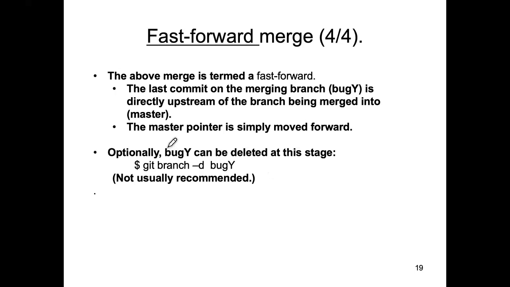Now, if you want to, you can go away and delete the bug Y branch, which really just means deleting the file. That's the command to do it, but we don't tend to do that actually. We tend to leave all of our branches because it's a truer reflection of the history of the project's evolution. I suppose the only time you might do it is if you were doing some experimental work and you decided to discard it completely, then you might get rid of the branch. But even then, there's no harm in just leaving them there.